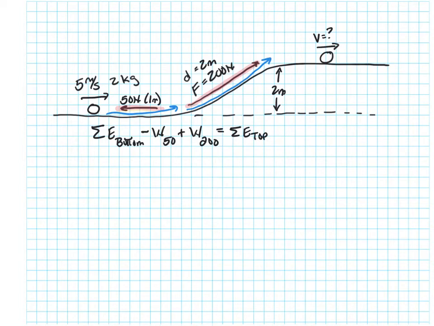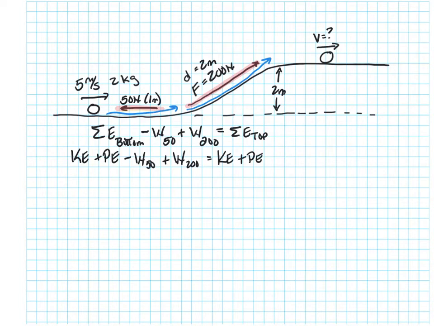And then when I look at this and break it down, I break it down the same way I did before. By break it down, I mean insert my basic energies. So I'm going to say kinetic energy at the start, which is at the bottom, plus potential energy due to gravity at the bottom, minus the work of the 50 newton force, plus the work of the 200 newton force. And that's going to equal the kinetic energy at the top, plus the potential energy at the top.